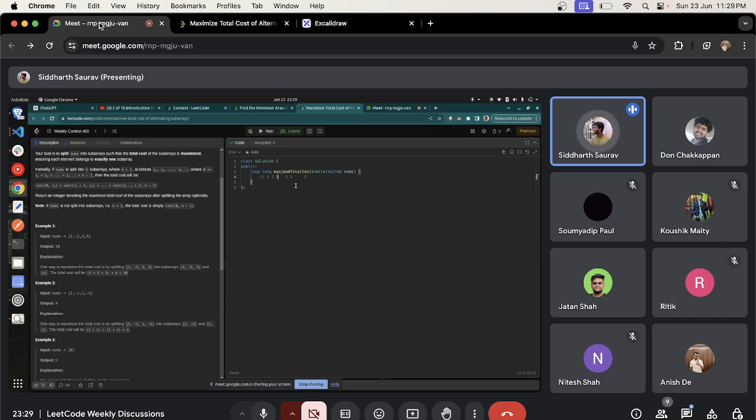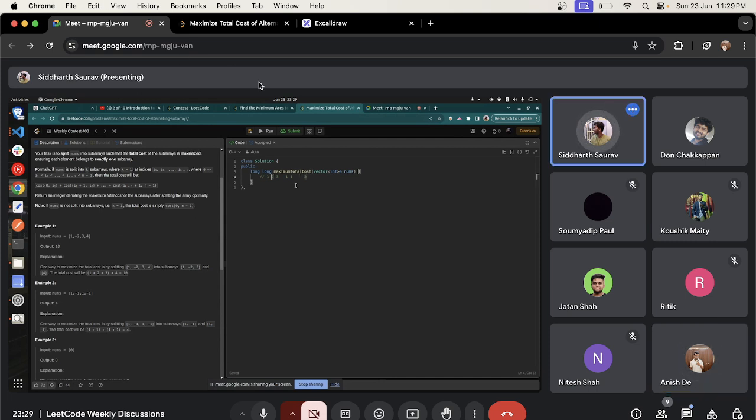So there will be a cost associated with this subarray, then this one, then a cost associated with this subarray. And then we have to add the cost of each subarray, and we have to maximize that overall cost. Okay, is this clear? Yeah, it's clear now.